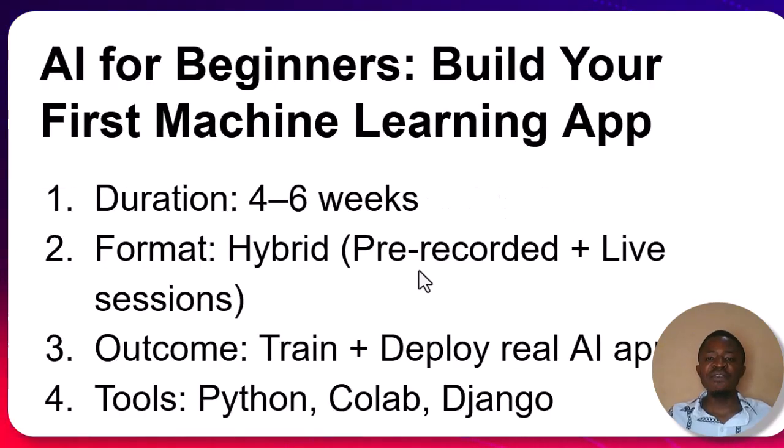AI for Beginners, where you build your first machine learning model. The duration is 4 weeks, with a pre-recorded class and a live session for feedback. The outcome is that you will train and deploy a real-world AI app, and we are going to be using Python, Colab, and Django. This is where you will start your AI journey. So why is this very important? Another opportunity is, if you have an idea that you have been struggling with, this is for you, because you are going to learn so much about how to build your machine learning app, and it can be pushed for users to use.